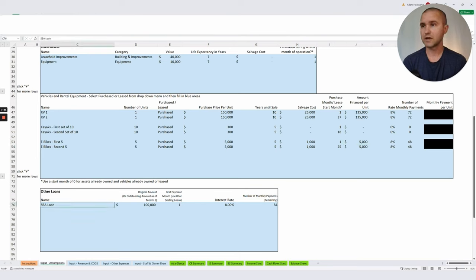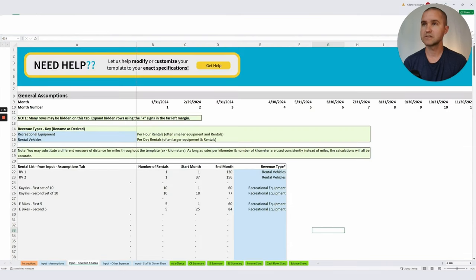Now, finally, we're going to have an SBA loan down here. So we have the individual financing assumptions here for the equipment. So you can put in loans this way, but you can also put in a loan down here that's not tied necessarily to any specific equipment. So this could just be an SBA loan, for example, for working capital. So you've got a $100,000 loan at 8% over 84 months. Okay, so that is our input assumptions tab.